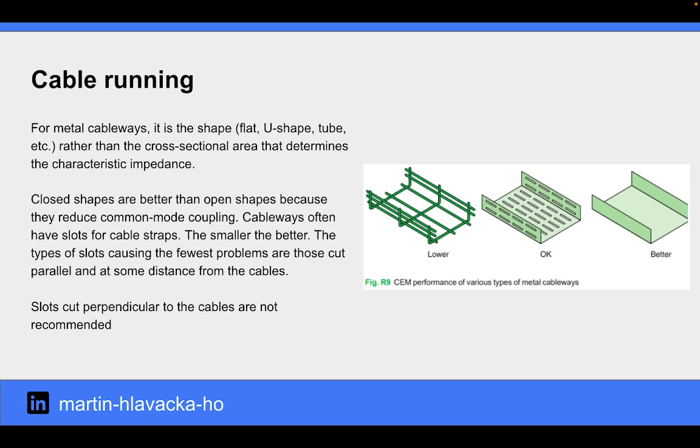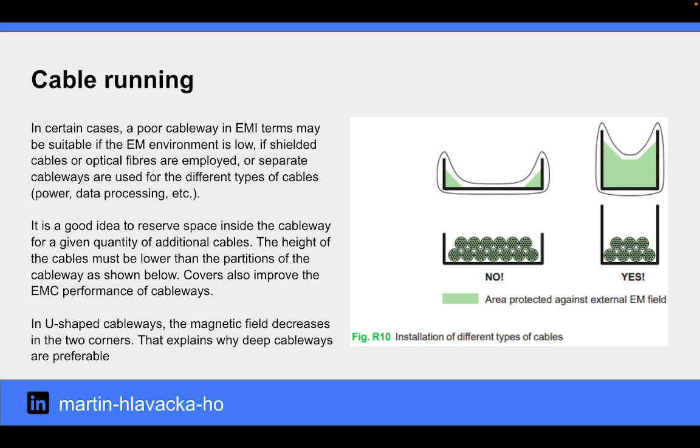Cableways often have slots for cable straps. The smaller the better. The types of slots causing the fewest problems are those cut parallel and at some distance from the cables. Slots cut perpendicular to the cables are not recommended. In certain cases, a poor cableway in EMI terms might be suitable if the EM environment is low, if shielded cables or optical fibers are employed, or if separate cableways are used for the different types of cables.